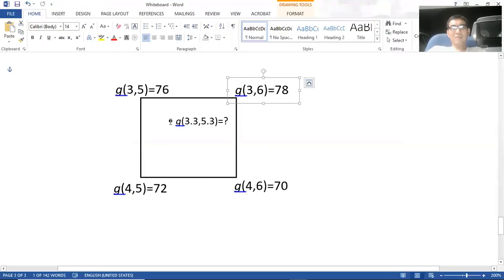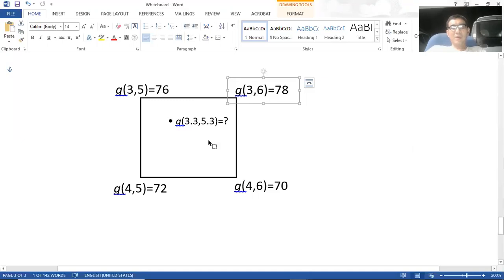So 3.3, 5.3 is roughly here. When you round, the column becomes 5 and the row 3. Then 1 row down is row 4, and 1 column to the right, 5.3 means go to 6. So the point lies between rows 3 and 4, and between columns 5 and 6. Your job basically is to determine the grey level of this point.